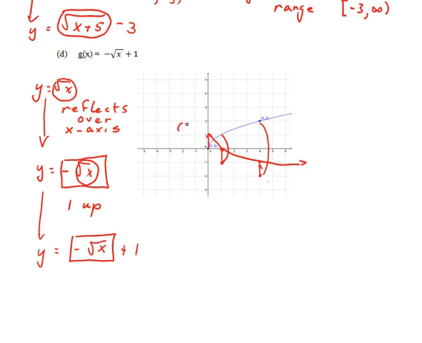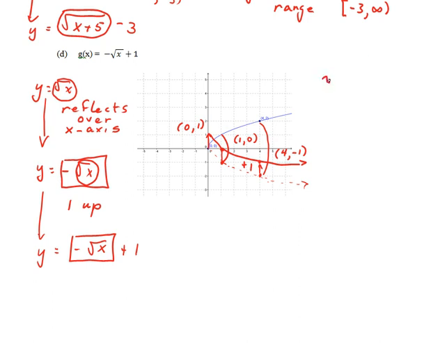It has the points 0, 1, 1, 0, and 4, negative 1. Notice if I were to connect the points after the reflection, we would see, first of all, we reflected, and then we moved up 1.